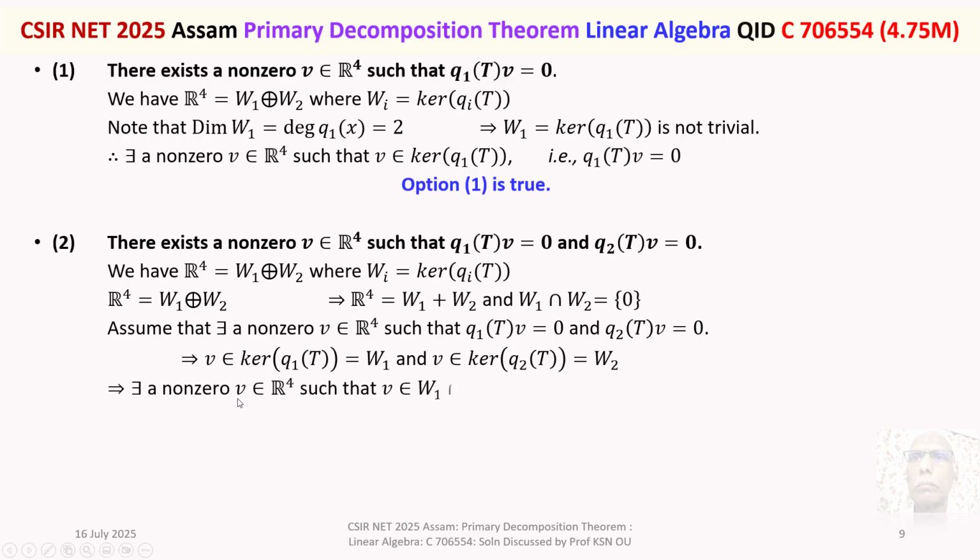That means there exists a non-zero vector V belonging to R^4 such that V belongs to W1 intersection W2. This is a contradiction to the fact that W1 intersection W2 consists of only the zero vector alone. But here you are saying there exists a non-zero vector V, which is a contradiction. This contradiction arises because of your assumption. Therefore, your assumption that there exists a non-zero vector V belonging to R^4 such that these two things happen is not true. Therefore, option 2 is not true.